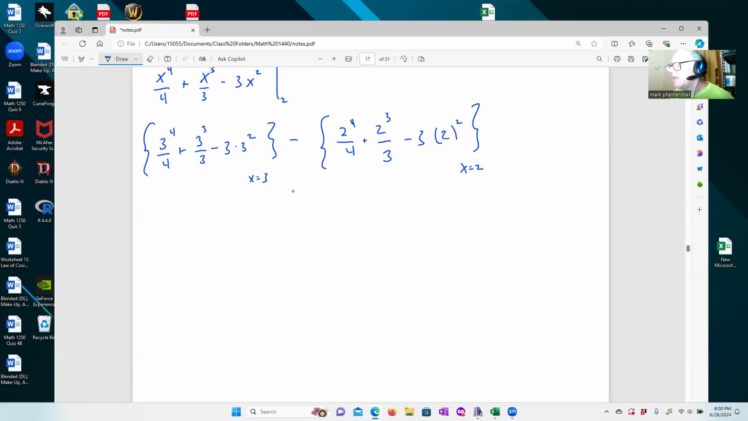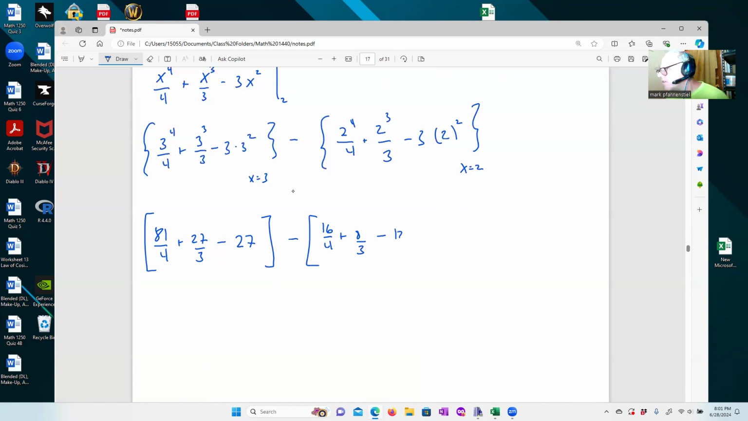So 3 to the 4th, that's 81 over 4, plus 3 cubed is 27 over 3, and then we have a minus here. 3 squared is 9, 9 times 3 is 27. Okay, and then we have this bit here, minus, don't forget, we have to actually deal with this negative sign. 2 to the 4th, again, is 16, so we end up with 16 over 4, plus 2 cubed is 8 over 3, okay, and then minus, 2 squared is 4, 3 times 4 is 12.